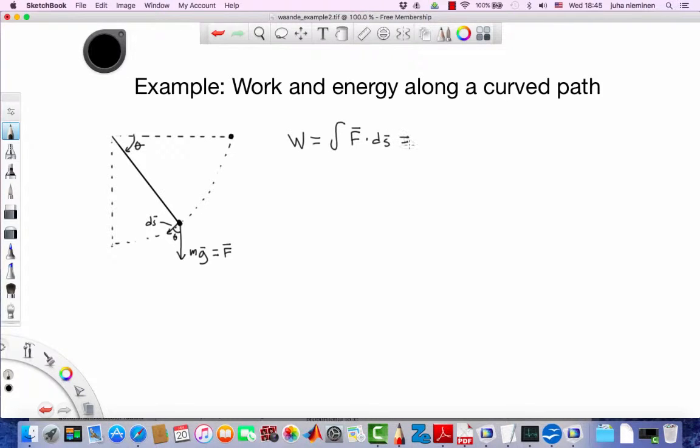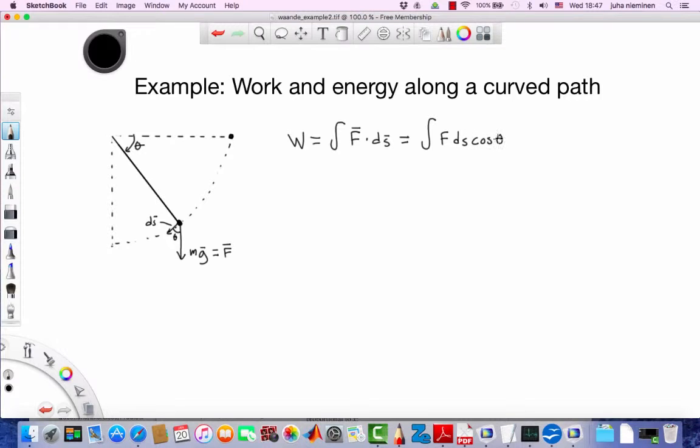And how do we calculate the cross product, or rather the dot product? So the dot product is, in general, the force times displacement times the cosine of the angle between them. So the angle is theta, so we have just cosine theta, like this. Here we are integrating over s, the displacement along the path.